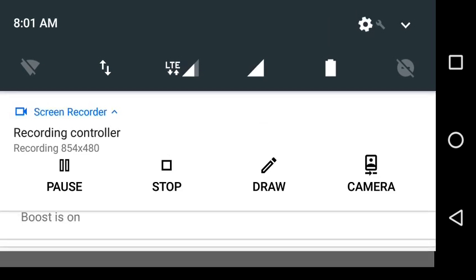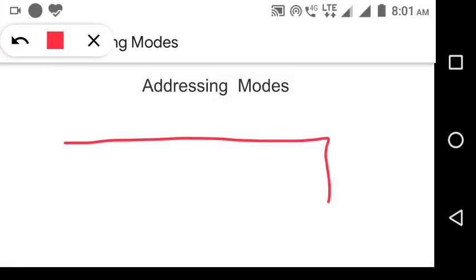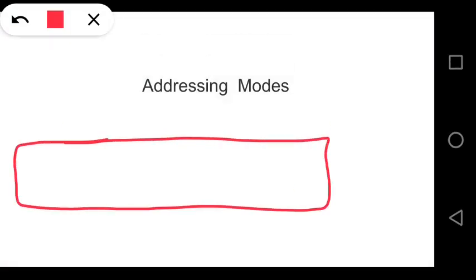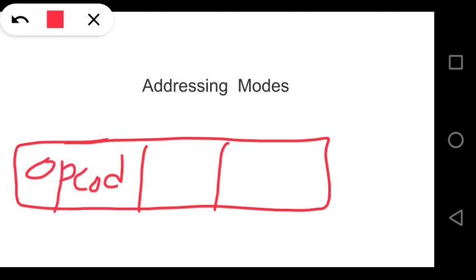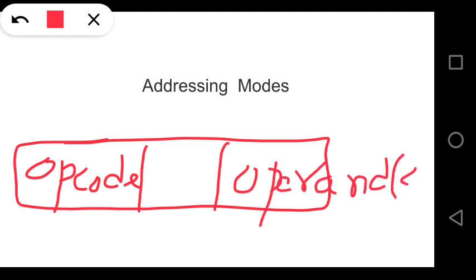We all know that the instruction contains two parts as of now, but in fact the instruction contains three parts. So far we know that the instruction contains two parts, that is opcode and operands. So remember, there can be more than one operand. In fact, it can be zero or more operands.